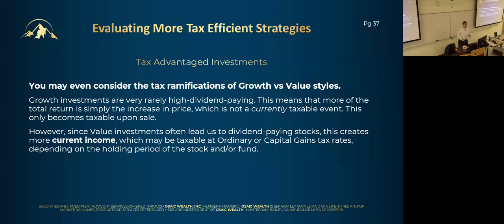But with the growth investments, more of their total return is just the increase in price. If you were to compare something like the S&P 500 versus, I don't know, Coca-Cola stock, that higher dividend is going to be a bigger percentage of the overall return. But on the S&P 500, because the dividend is usually only like 1 to 1.5%, more of that 10% annual return is just price increases, which doesn't give you any current tax liability. That's just building up until the sale.